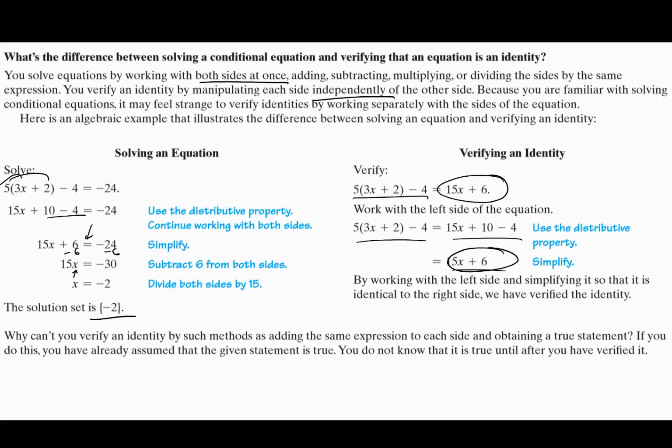Here, in verifying an identity, we're trying to show that the left and the right side are equal to each other. So you can't assume it's true. You do not know that it's true until after you are done verifying the identity.